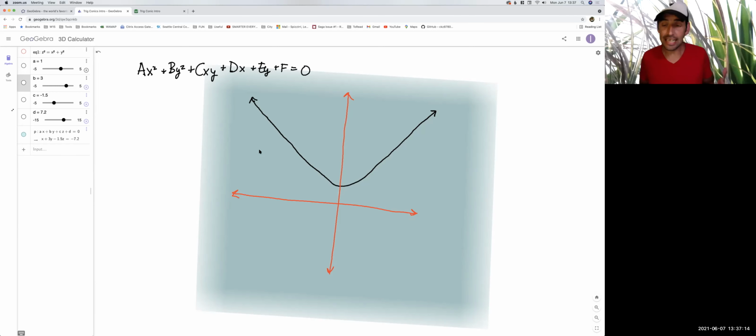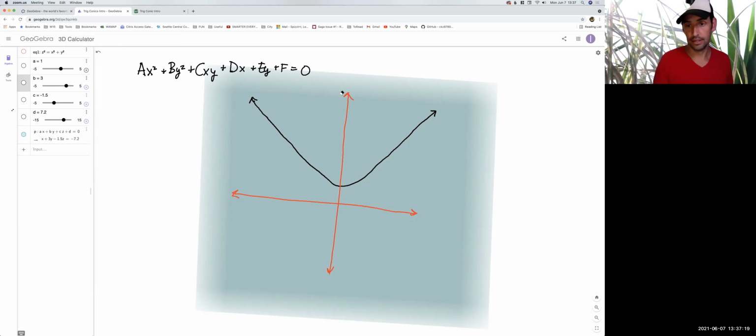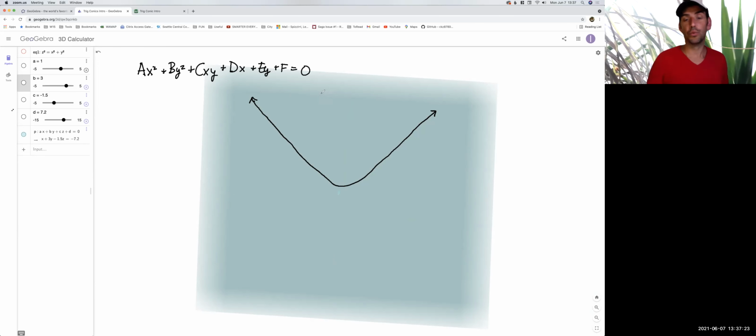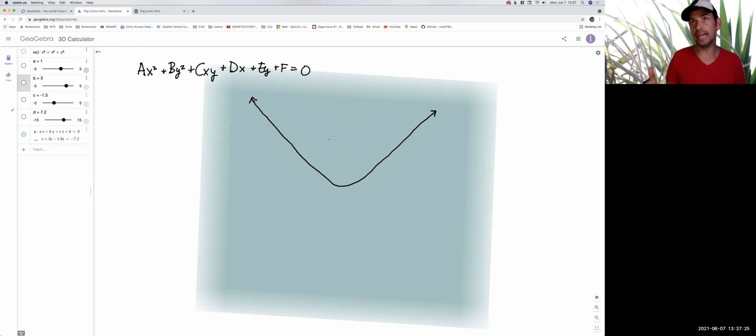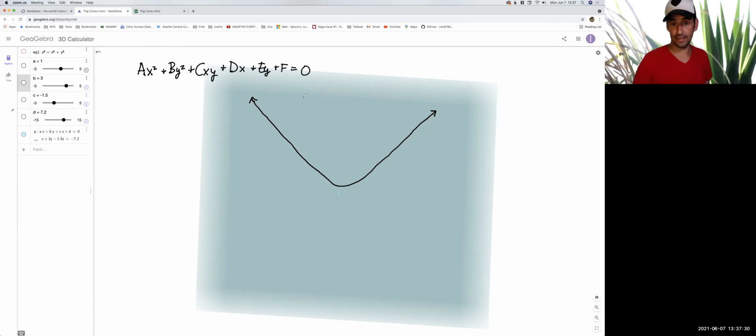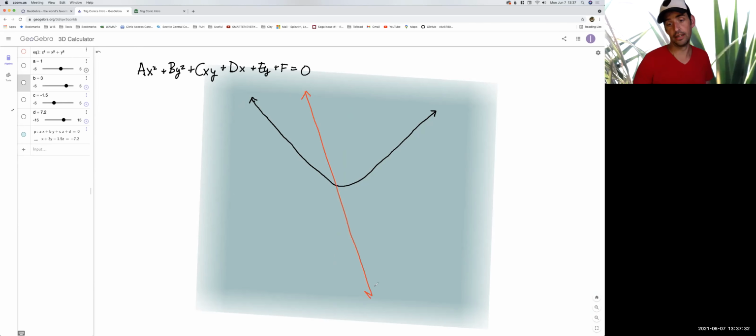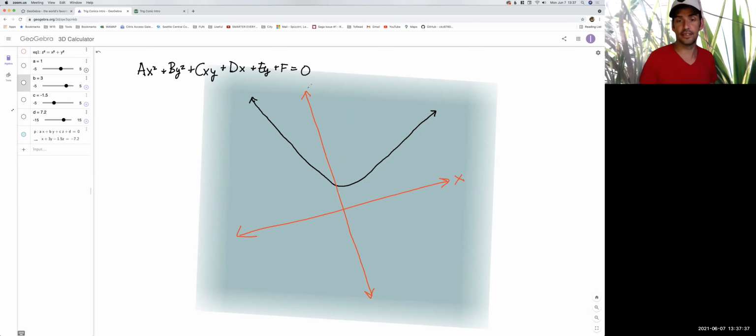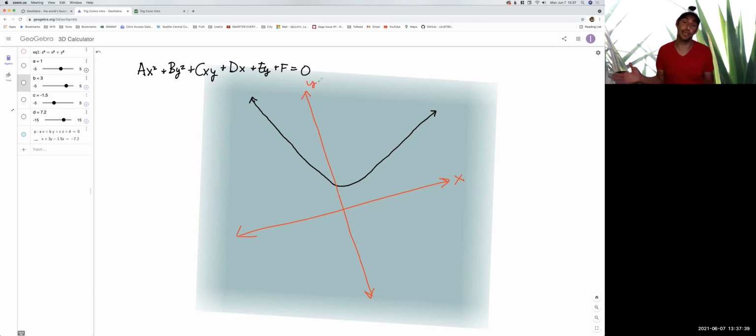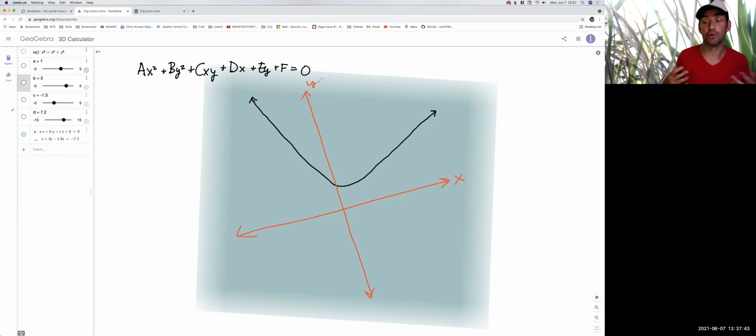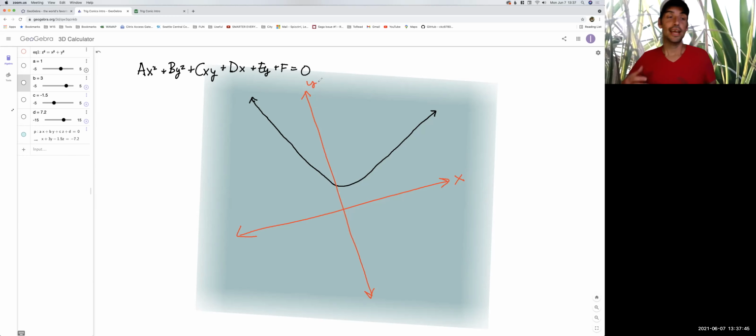I can always set my axes up to be aligned with it, making these things not be angled the way we were talking about. Now, it's not that I have to. I could draw my set of axes like this and call this the x-axis and this the y-axis, and now my hyperbola is going off at a weird angle, but it would make the equations more complicated.